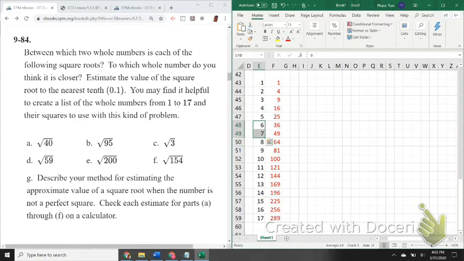So is 40 closer to 36 or is it closer to 49? Well, 40 is only 4 digits away from 36, while it's 9 digits away from 49.